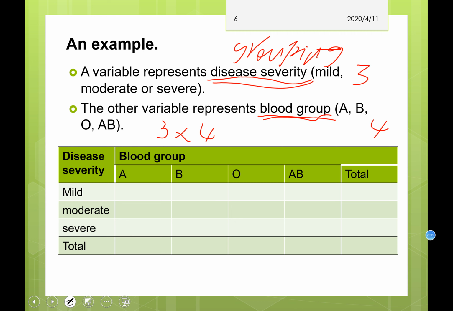So we just need to list all of the 3 groups here in the rows and give the name of the group variable, and list all the 4 levels in the columns. And we need to list the name of the column variable. And don't forget the total row and total column. So we can construct the contingency table in this way. That is not very difficult.